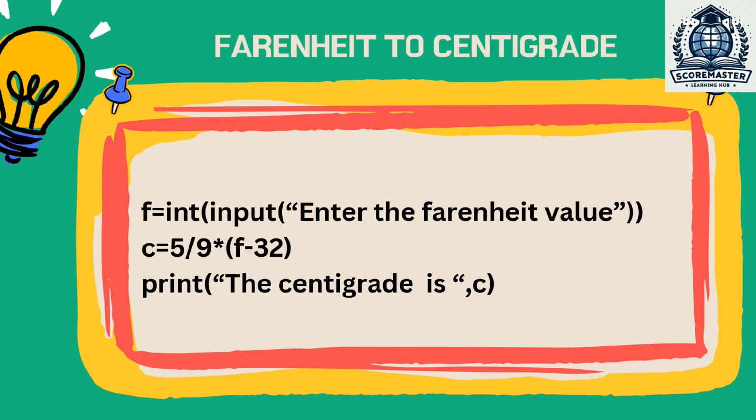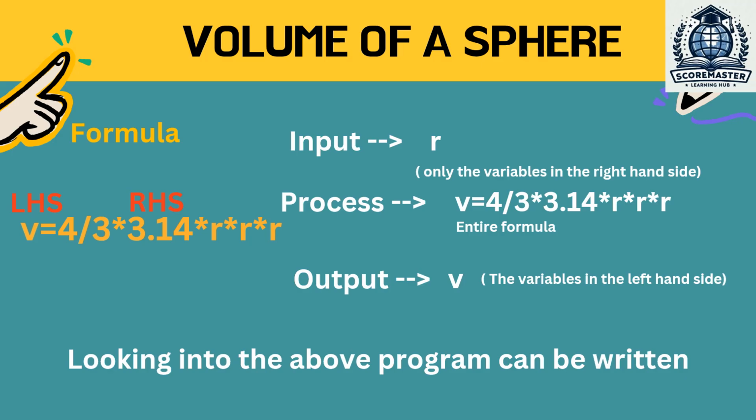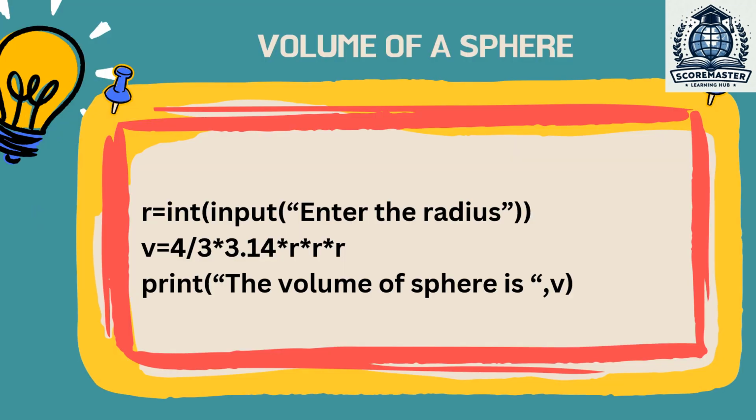Print C. Next program is to find the volume of a sphere. Formula is volume = 4/3 pi r cube. Input is R, process is volume = 4/3 pi r cube. Output is volume. Input is radius, process is volume = 4/3 pi r cube, output is volume.